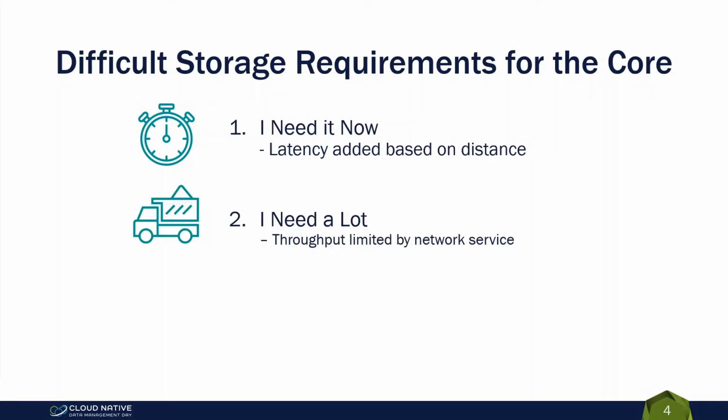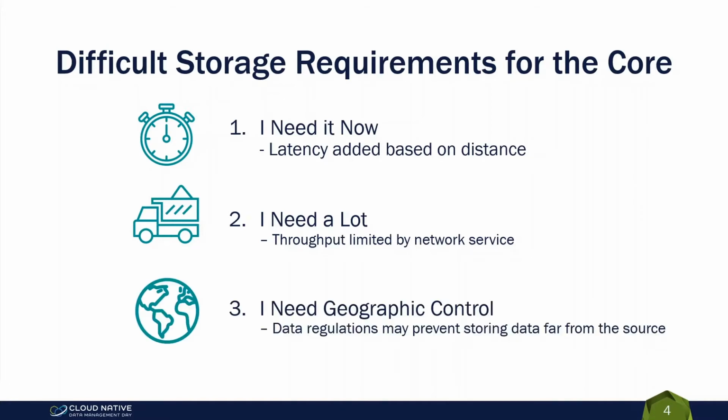The second difficult requirement is handling a lot of storage. To move just one drive's worth of data takes hours over a 10 gigabit per second WAN link and over $900 of egress fees at a nickel a gigabyte. The next on the list is geographic control. Governance and regulations or company policies dictate special handling of sensitive data that may need absolute control of data's location.